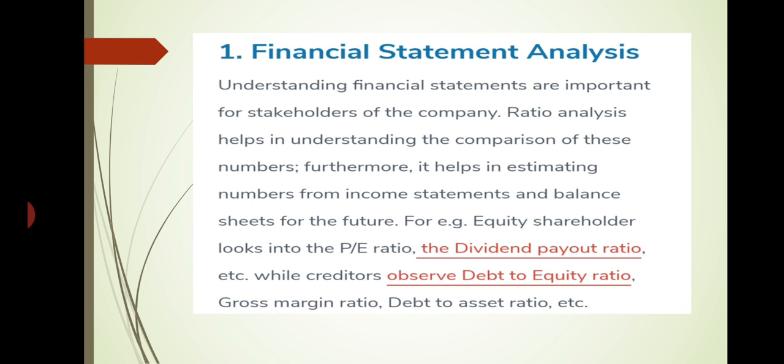For example, it is also helpful for equity stakeholders, who look at the dividend payout ratio, while the creditors observe the debt to equity ratio, gross margin ratio, and debt to asset ratio. These are the various types of ratios we already studied in the last lecture. With the help of that, you can easily understand the financial condition of that particular financial institute, and it helps you take decisions regarding it.